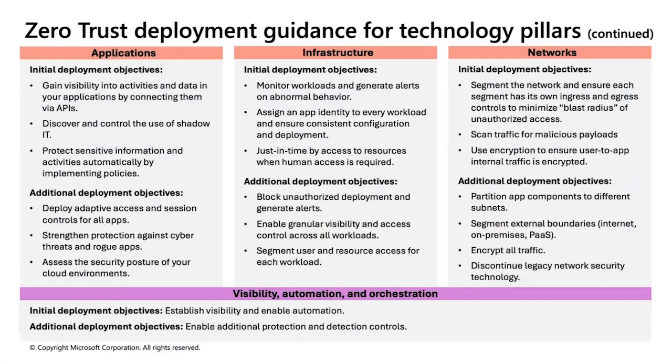So these are the different kinds of objectives that you see in applications. And definitely you can go for other additional deployment objectives like deploying adaptive access and session control for applications using conditional access. Also, you can use strong protection against cyber threats. So we should look into the different kinds of advanced security options, what options we have available and what we can use.